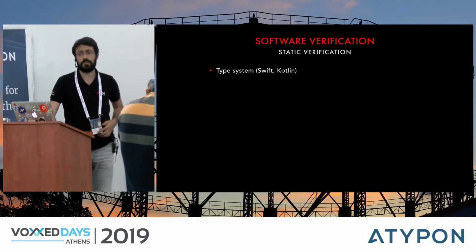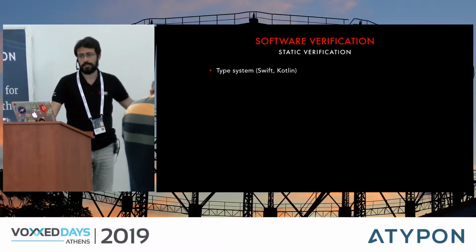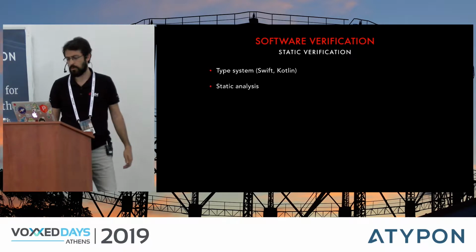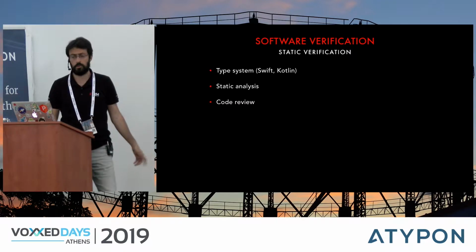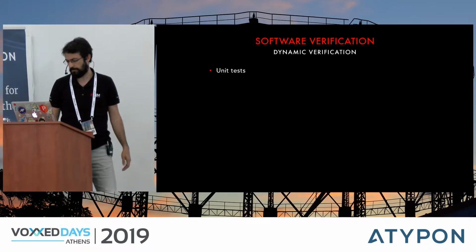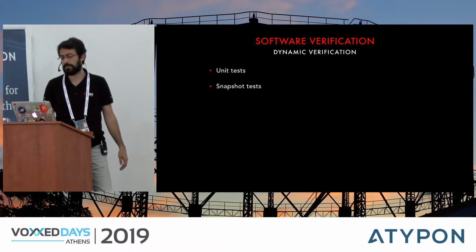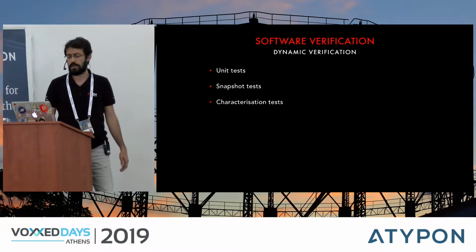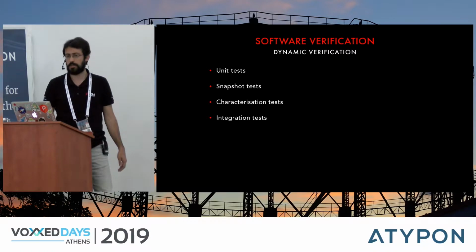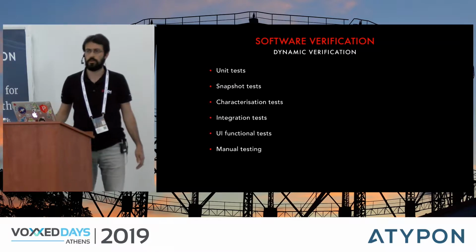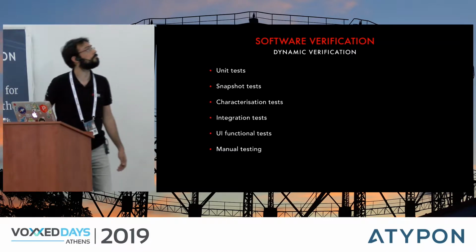For static verification, we take advantage of the type system and the static guarantees that it can provide to us. We do static analysis, and we also do extensive code review. And for dynamic verification, we write, of course, unit tests, snapshot tests, characterization tests, integration tests, UI functional tests, and of course, we also do manual testing.